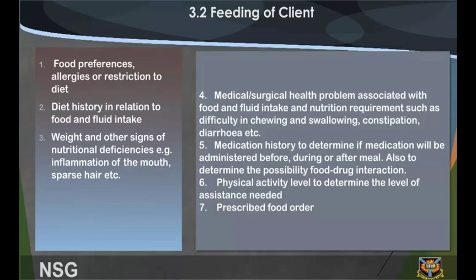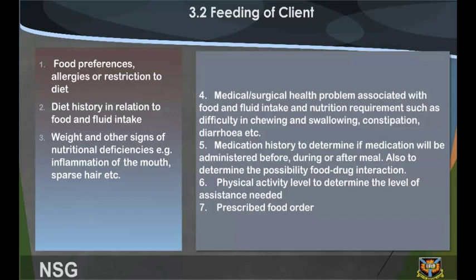4. Medical and surgical health problems associated with food and fluid intake and nutrition requirements, such as difficulty in chewing and swallowing, constipation, diarrhea, and so on. 5. Medication history, to determine if medication will be administered before, during, and after meals, and also to determine the possibility of food-drug interaction. 6. Physical activity level, to determine the level of assistance needed.